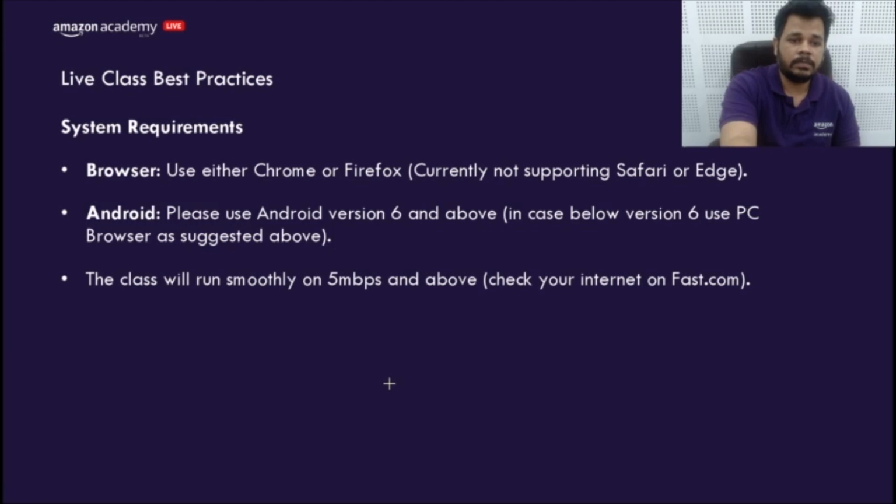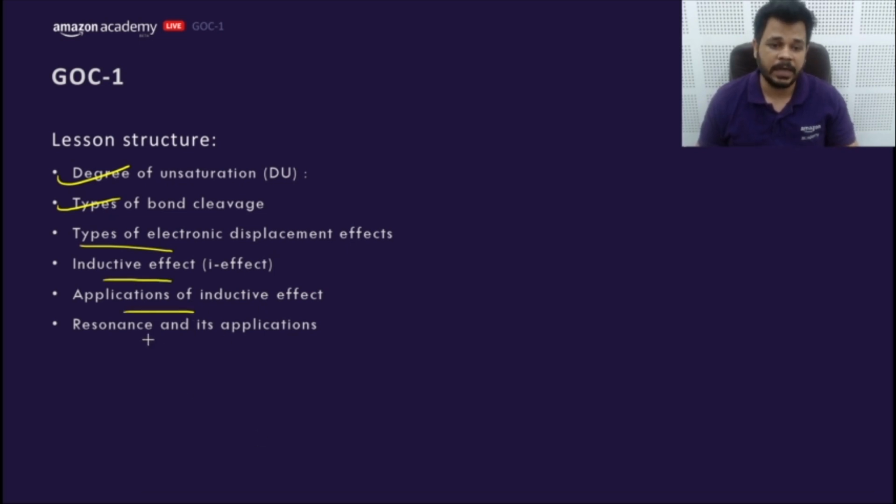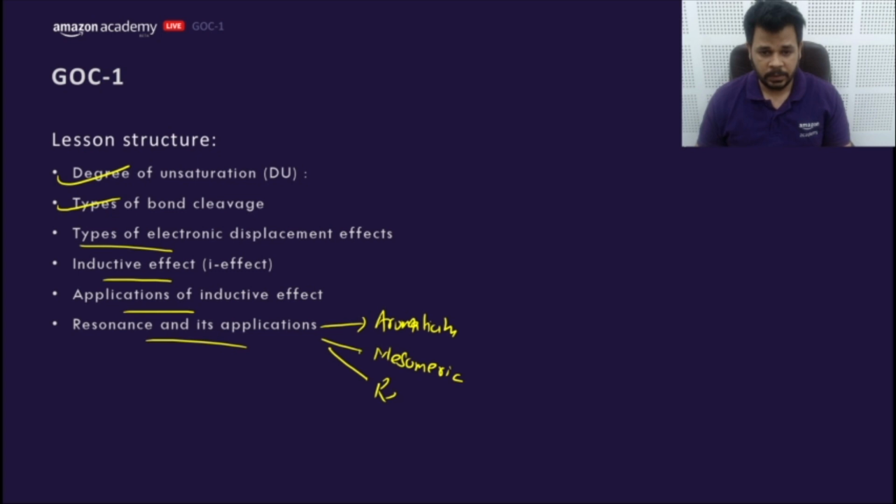So let's start, guys. Today we are going to study degree of unsaturation, which is the first and foremost topic of today. Next is types of bond cleavage, types of electron displacement effect, inductive effect and its application, resonance and its application like aromaticity, mesomeric effect and resonance energy. So these are the topics we are going to study.